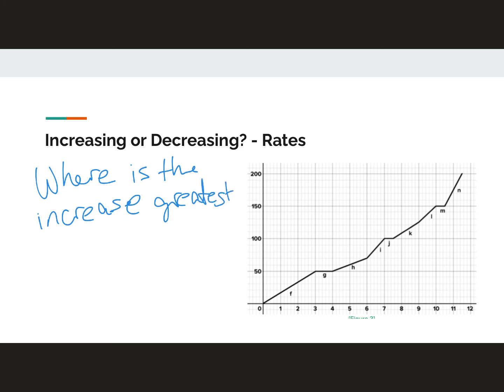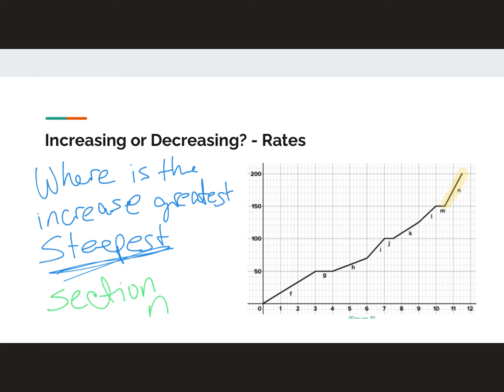Well, all I'm going to look for is the steepest portion. So if I look at this graph, I think the steepest portion looks like right here, this section N. Looks to me like the steepest. So the steepest portion is section N. And that's all I'm looking for is the steepest portion, the portion that is the closest to vertical, the farthest from being horizontal.